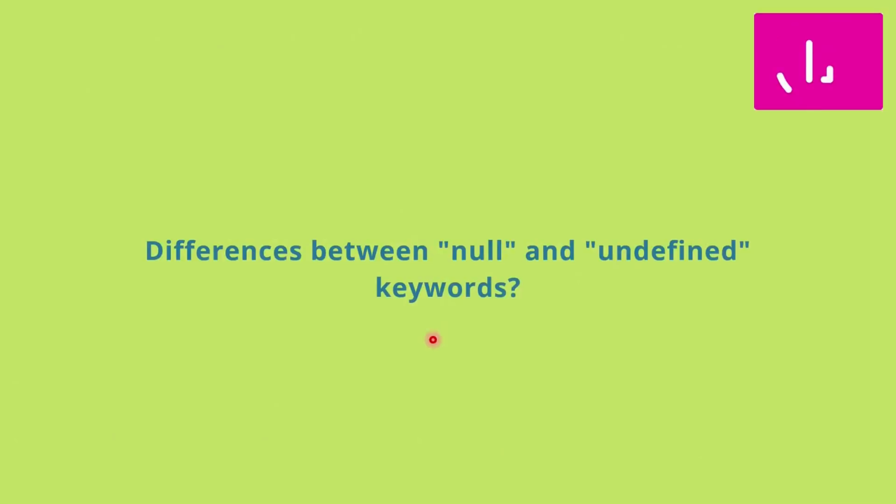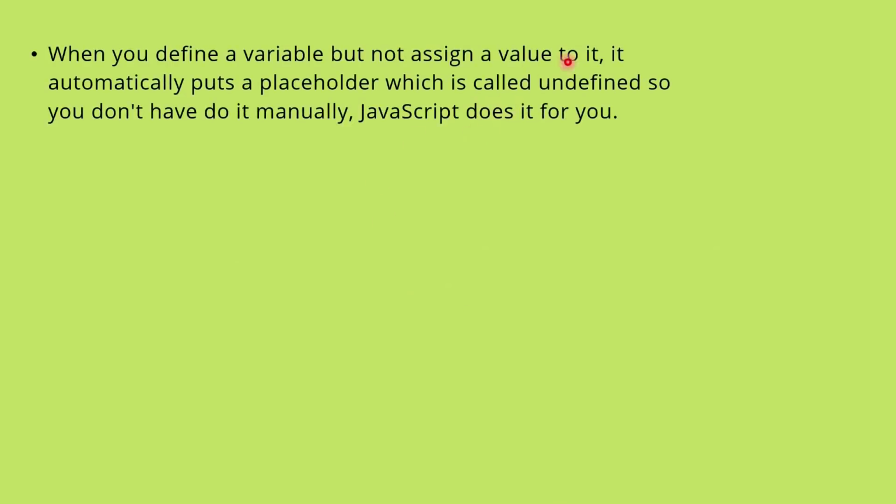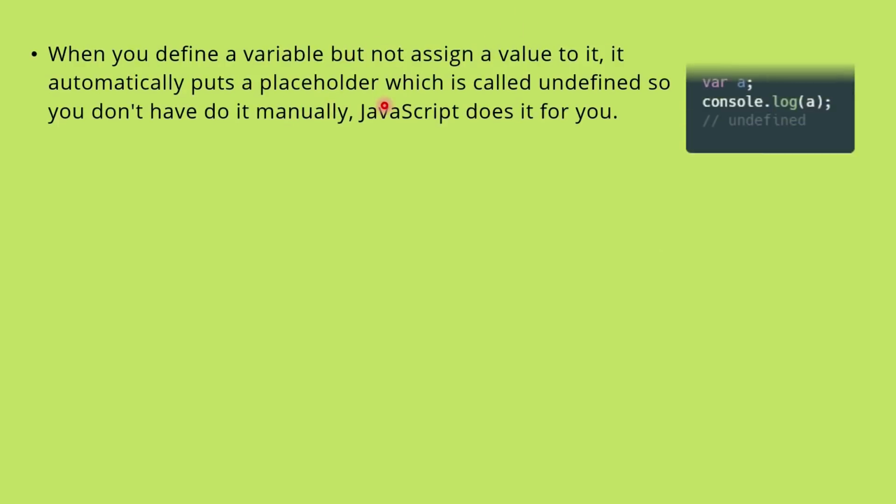Difference between null and undefined keywords. When you define a variable and do not assign a value to it, then it automatically puts a placeholder, which is called undefined. If we take a look here, variable a is declared but not assigned any value. So JavaScript automatically puts a placeholder to that variable that is undefined.